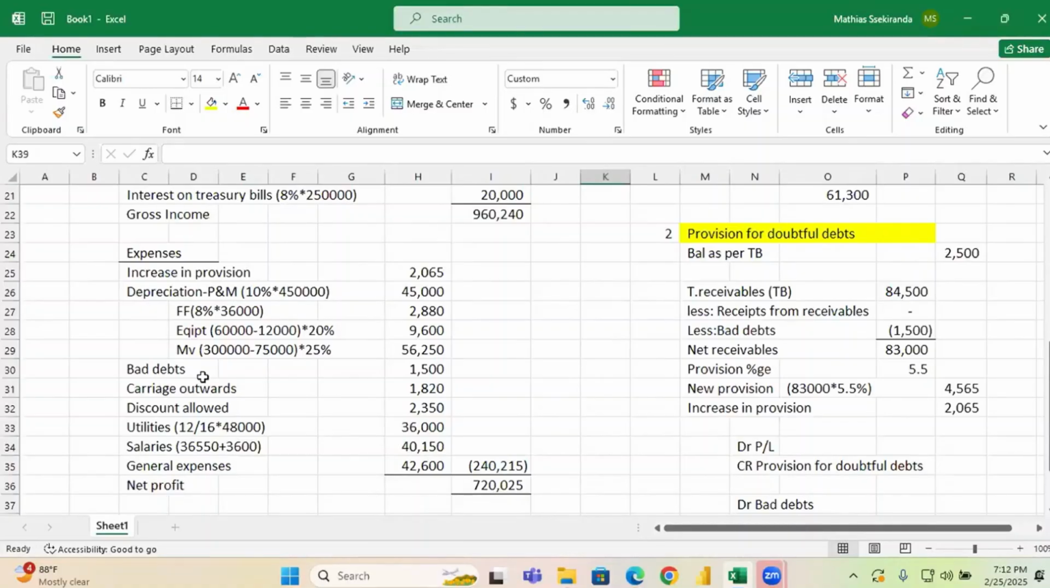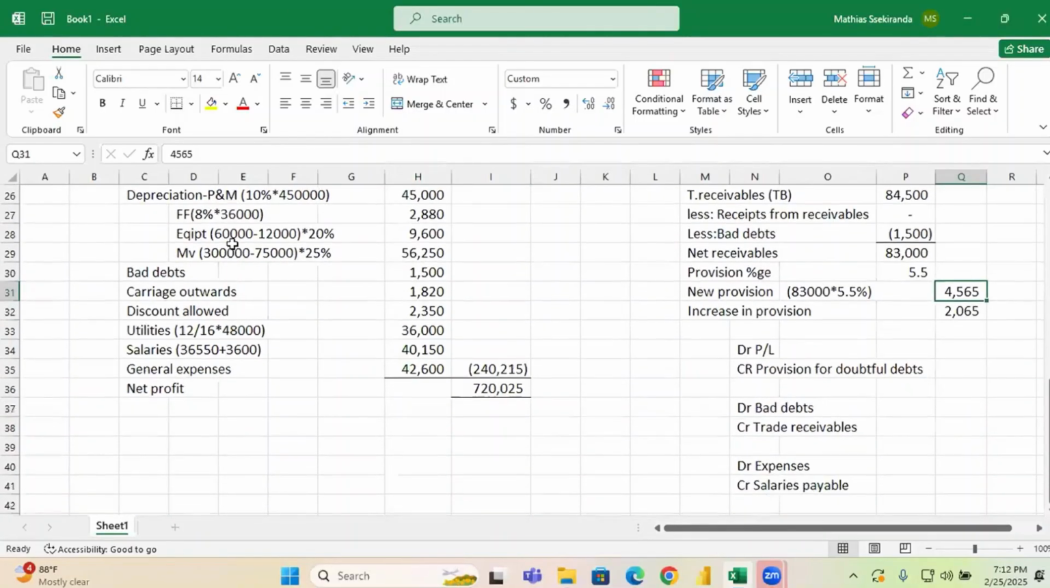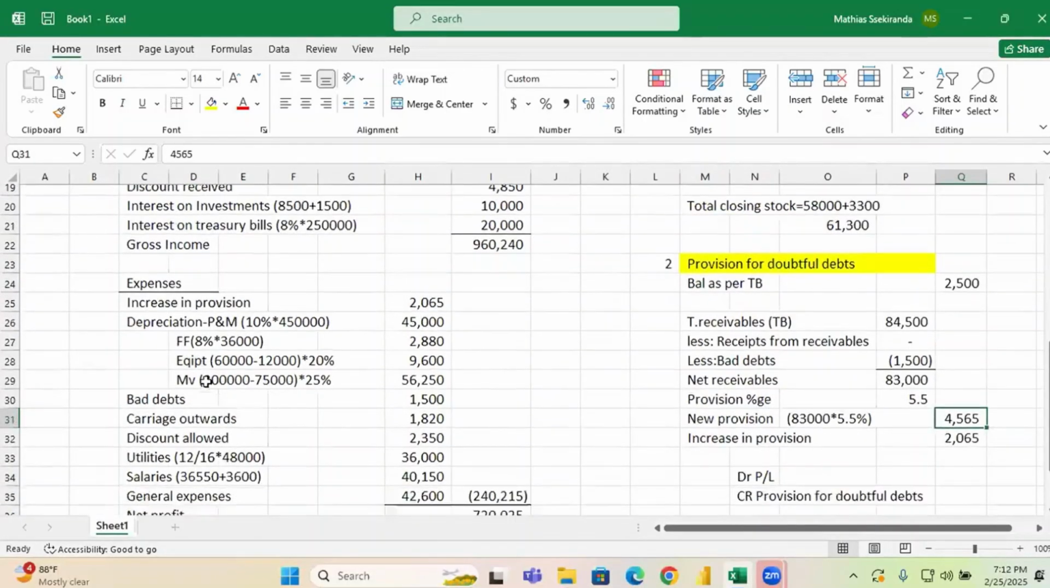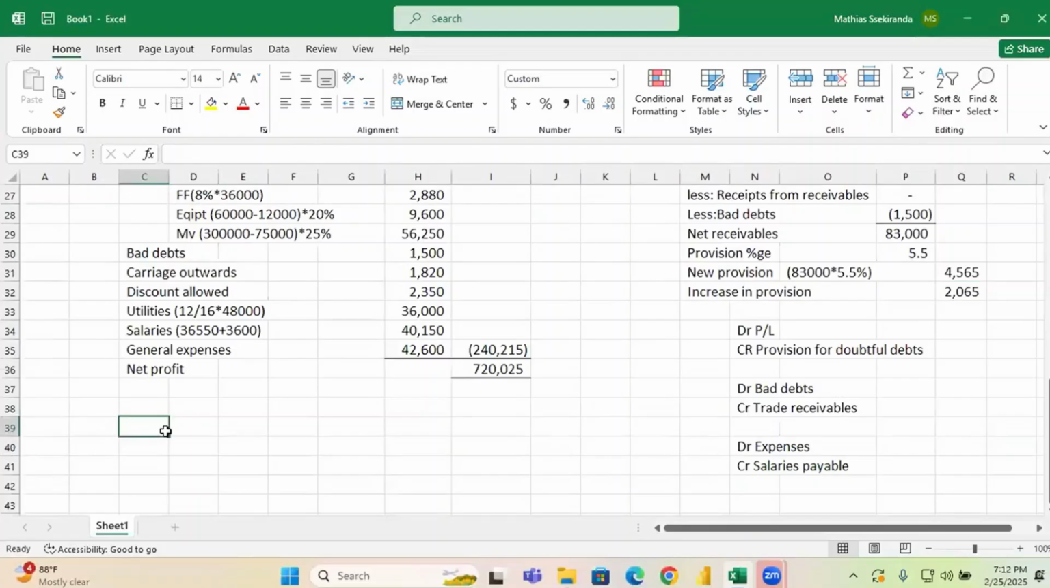If there is an increase, the increment is what we take as an expense, not the new provision. Some students have a tendency of taking the new provision as the expense. No. The new provision and the old provision are for comparison purposes. You compare the two, so the increment is what you take as the expense. If there is a decrease, the decrease is what you take as a deemed income under other incomes. Okay? Any questions before we go to part B?